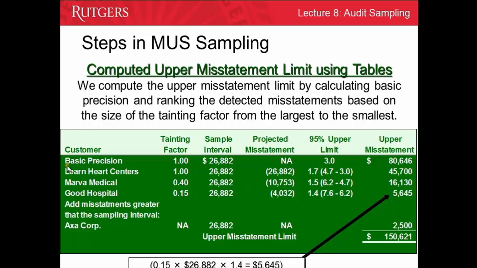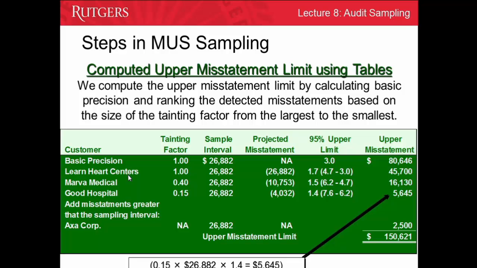Like in this example, we first calculate the basic precision, and then we find this in the table. For the 95% confidence level, its upper limit factor is 3. Then the upper misstatement is 90,646, which equals the sampling interval multiplied by 3.